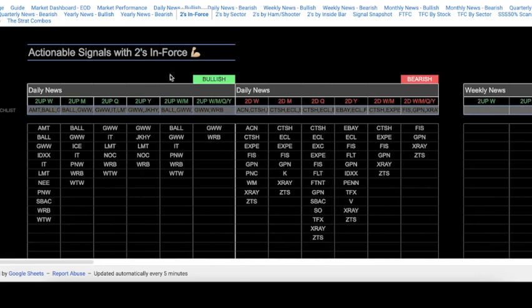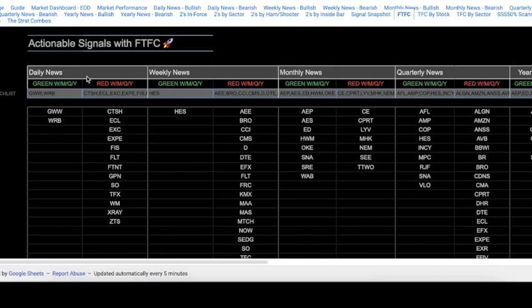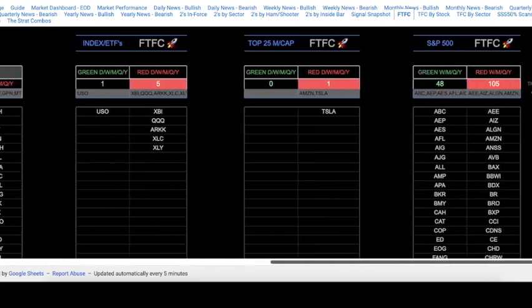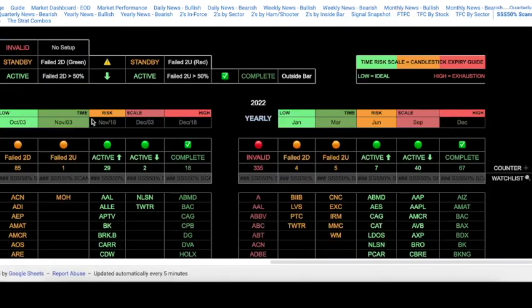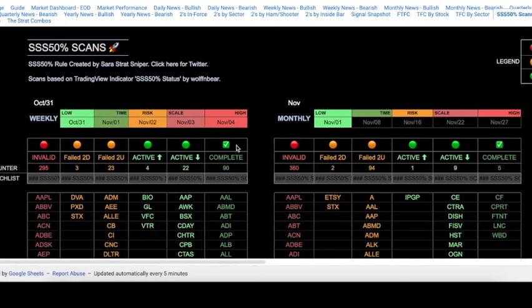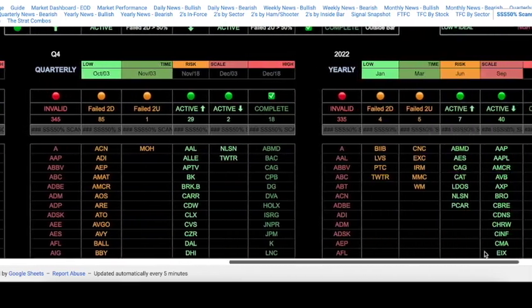Okay. And so yeah, I'll post this in the Discord as well. So you got the twos and fours, the twos by sector, hammer, shooter, inside bar, what has full time frame continuity on the day, the week, the month, the quarter, whether it's green or red, the indexes. So this is really comprehensive, y'all. And then, I have to mention the 50% rules that are in force, complete, if they've failed and look like they're about to trigger, if they're already in force, or if they finished already. So on the week, the month, the quarter, the year.